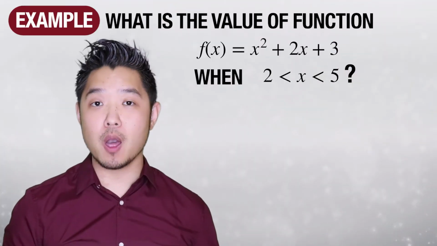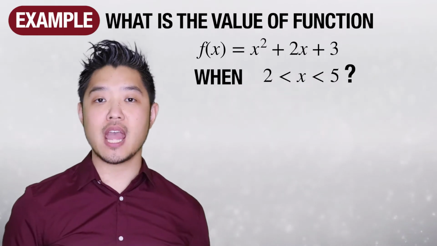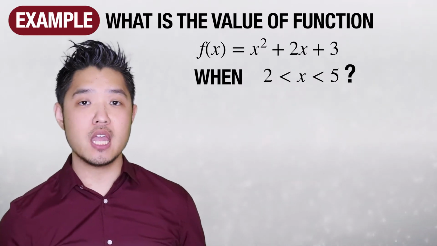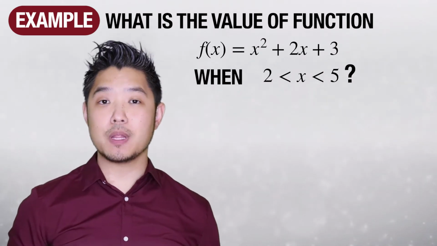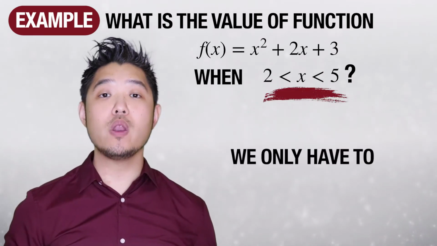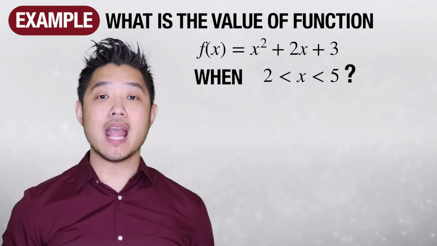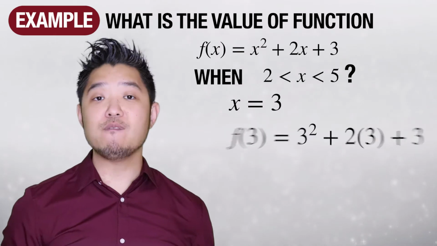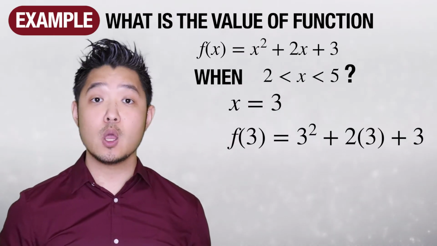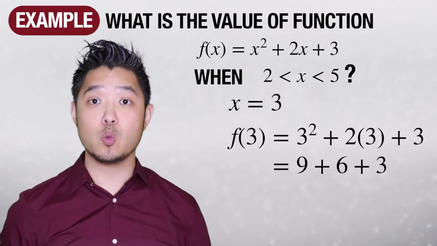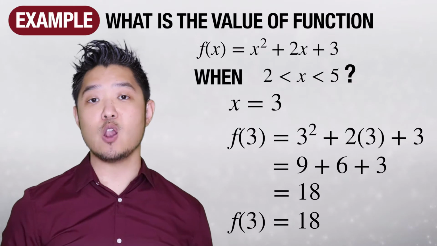Let's solve this problem and get a better idea about functions. What is the value of a function x squared plus 2x plus 3 when x is greater than 2 and less than 5? Because x is between 2 and 5, it means we only have to find values when x is equal to 3 or 4. When x is equal to 3, f of 3 is equal to 3 squared plus 2 times 3 plus 3, which is equal to 9 plus 6 plus 3, and we have 18 as the answer. So f of 3 has the value of 18.